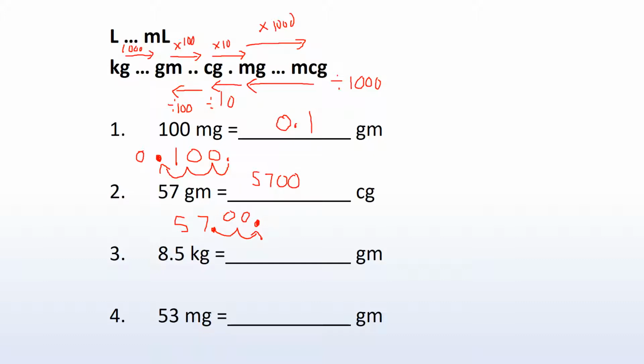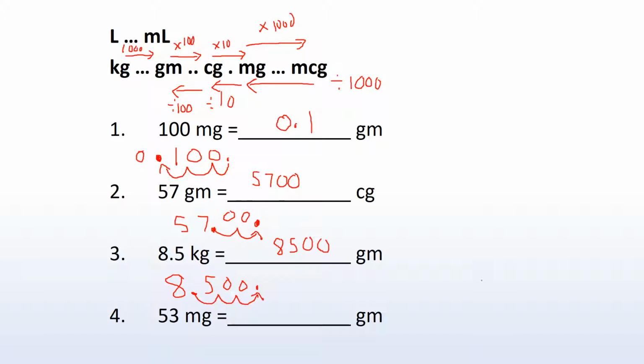Kilos to grams. How many spaces left or right? 3 to the right. All right. So we're going to move it 3. So here's the decimal point. You got to move it where it is. So 1, 2, 3. There's its new home. So this is going to be 8,500. Very good.